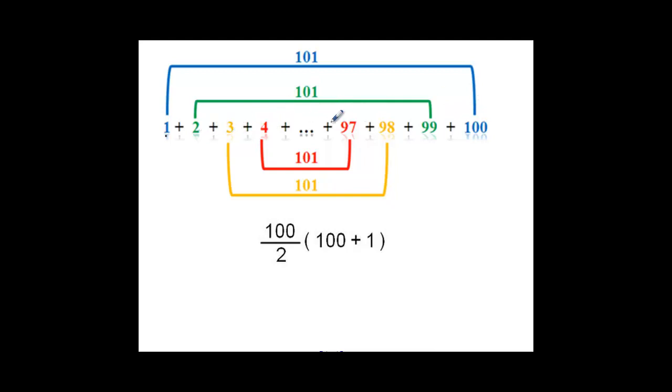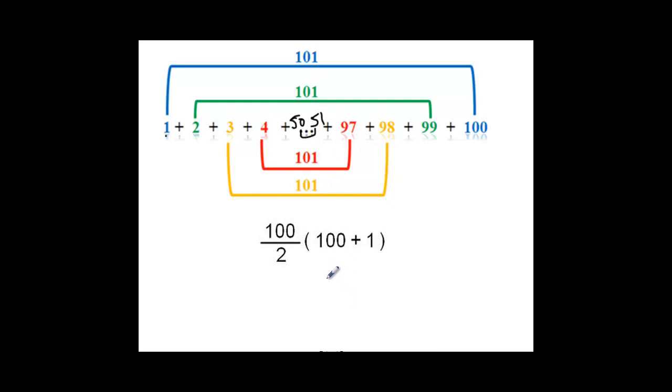2 and 99 is 101. 3 and 98 is 101. 4 and 97 is 101. And in the middle, the two numbers that would add up to 101 would be 50 and 51. Those would also add up to 101.